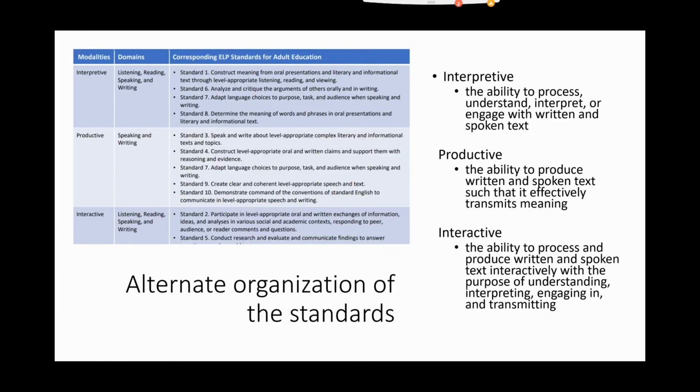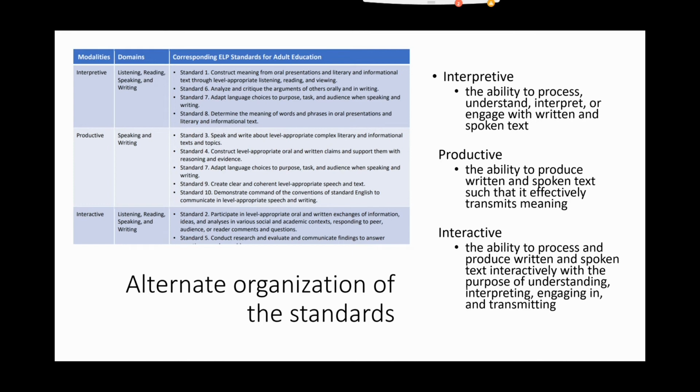Another way of organizing those standards is to look at the different modalities that they require of the students. So when you look at the NRS level descriptors, which would be those that the NRS assessments are going to be designed around to describe what a student can do at ELL level 1 through 6, you'll see that those are organized into 3 different modalities.